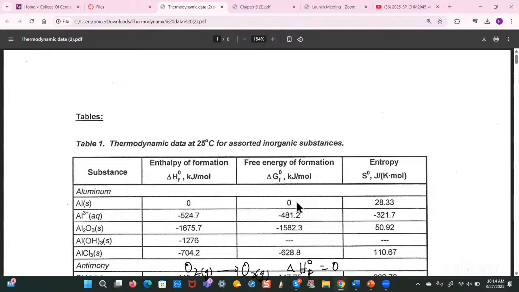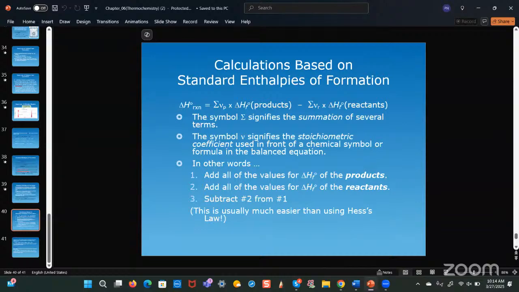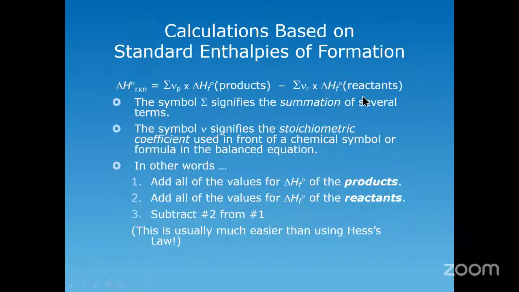And then go back to the PowerPoint. Okay, so basically, how do we use these values to calculate the enthalpy change of a reaction? Well, it comes down to this equation right here. Let me explain what this equation is saying. This equation is saying that the enthalpy of the reaction will be equal to the sum of the enthalpy of the products minus the sum of the enthalpy of the reactants.